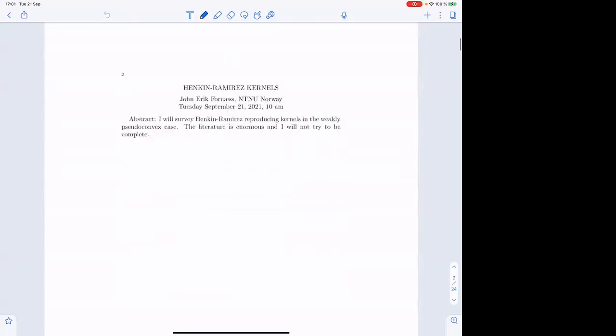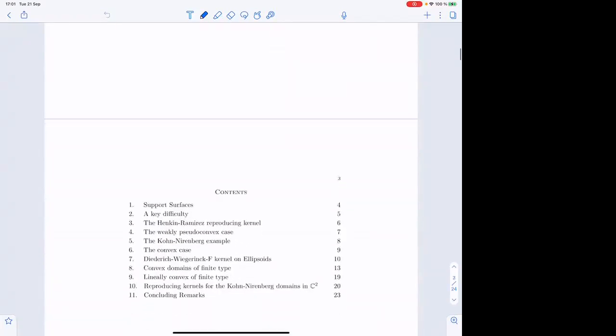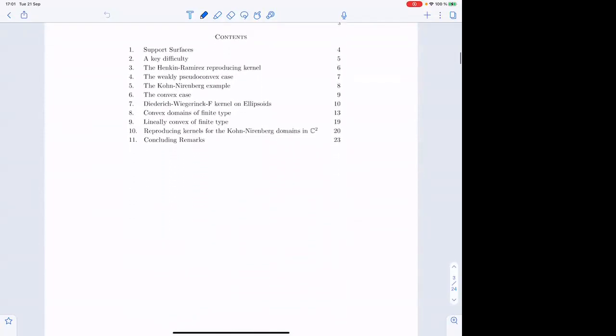My talk is about Henkin Ramirez kernels, and they worked in the strongly pseudoconvex case at first. So I will talk about reproducing kernels in the weakly pseudoconvex case. I cannot mention all the literature, so just some things. This is the table of contents.